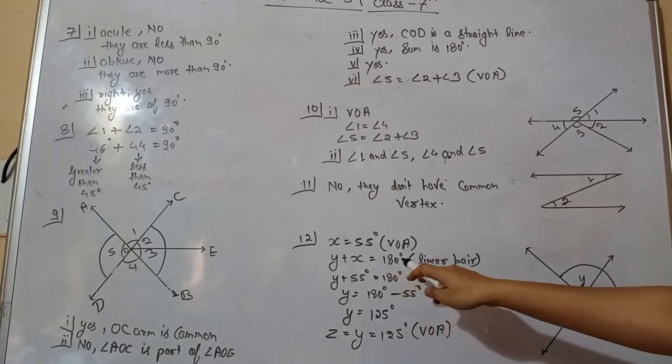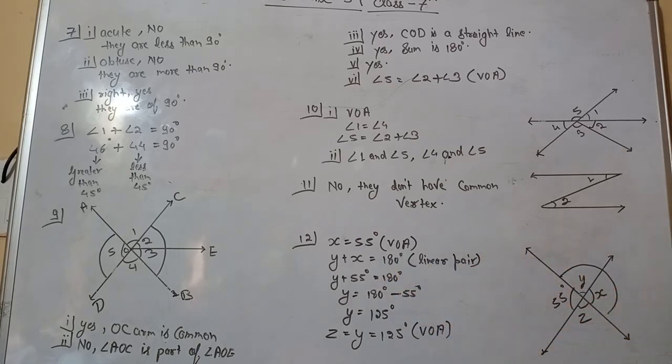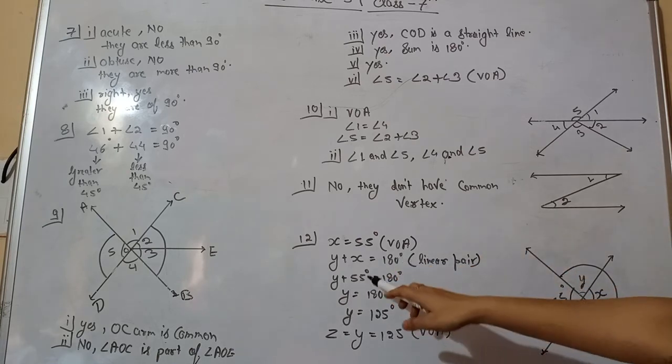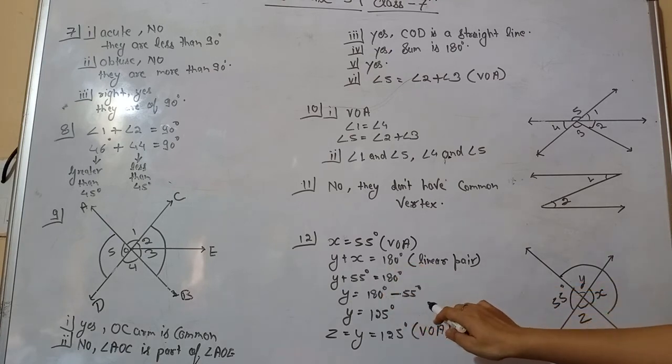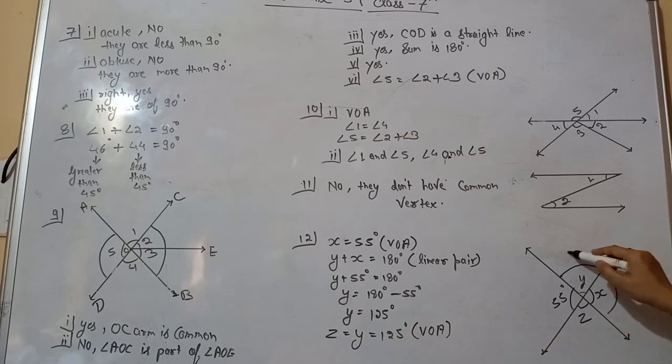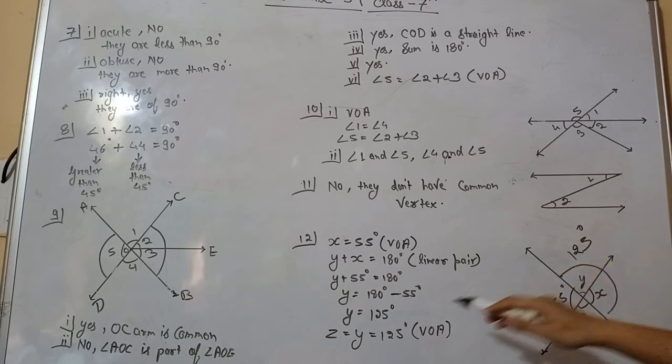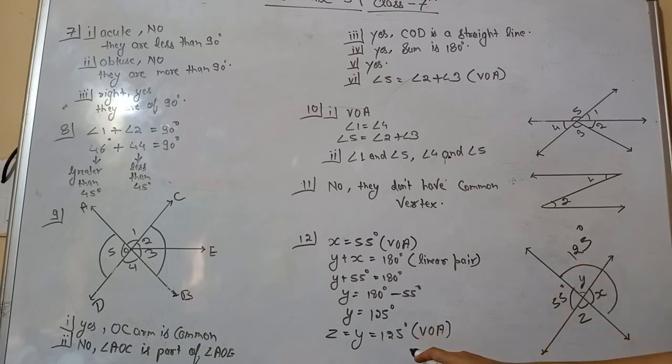So y plus x equals 180 degrees by linear pair. Now we know the value of x, so put x equal to 55 and transpose it. So 180 minus 55 gives us 125. So what is the value of y? Value of y is 125. Now y and z are vertically opposite to each other. So angle y is equal to angle z, which is 125, by vertically opposite angles. So here, by applying different properties, you can find out unknown angles.